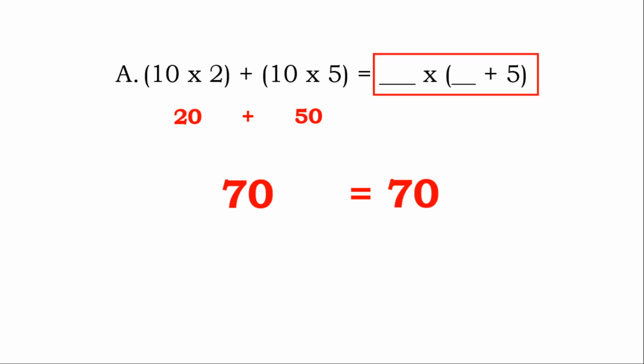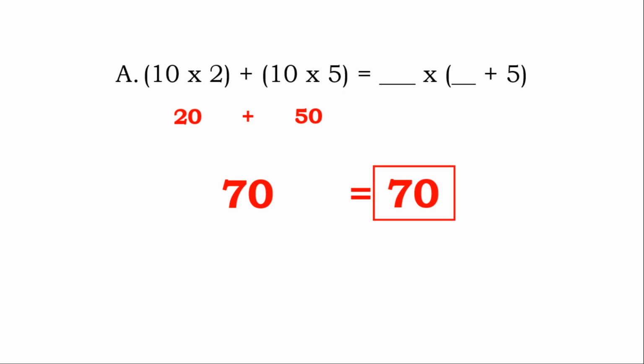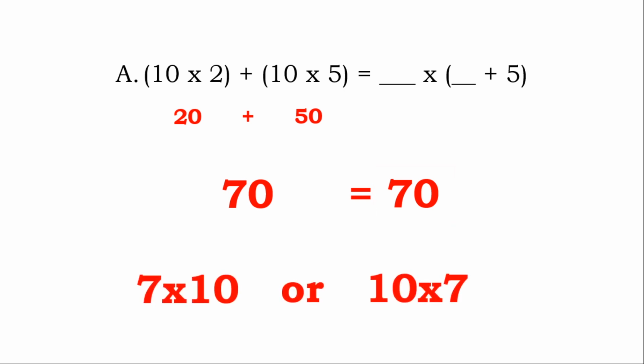Remember this rule. When finding the missing number, we only need to consider the numbers that are within the given brackets or sequence. As I mentioned earlier, we first solve the numbers inside the bracket. So we have here blank plus 5. We are going to solve this one first. But first, we need to check if the answer is 70. What possible numbers could be multiplied to obtain a product of 70? The numbers are 7 times 10 or 10 times 7.